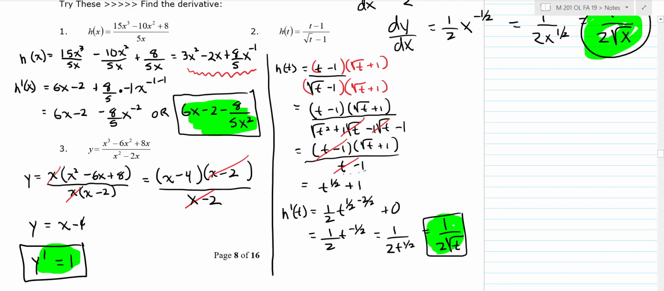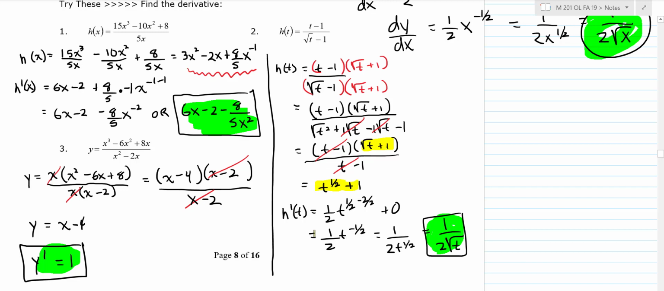Square root of anything squared is itself, so you get this. So it worked out a lot like the example I did before. You end up with this. So actually, after you simplify, you get this. Now to do the derivative, just change the square root of t to t to the 1/2. Then do your derivative, and you can see how I did my derivative.